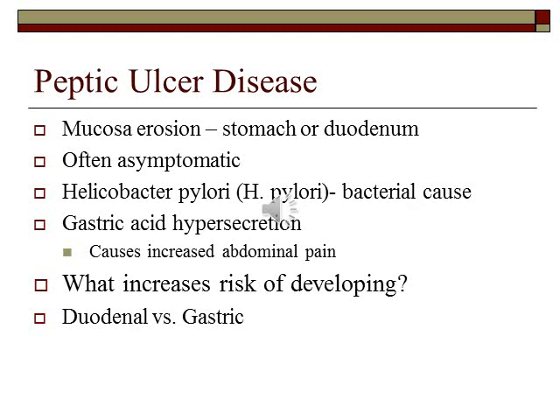The last thing to look at here is that you could have either a duodenal versus a gastric ulcer. The duodenal ulcer is a formation of the ulcer in the upper portion of the small intestine, versus a gastric ulcer where the ulcer actually forms in the region of the stomach.